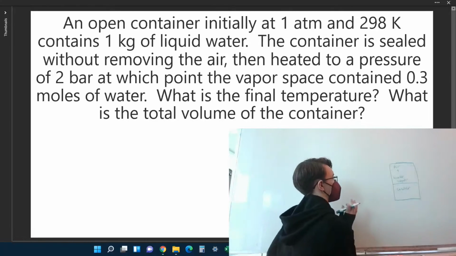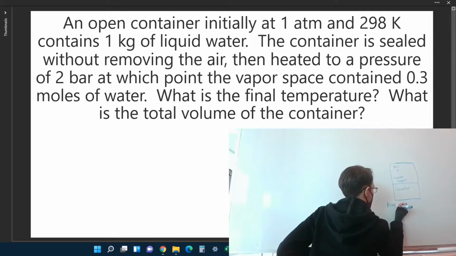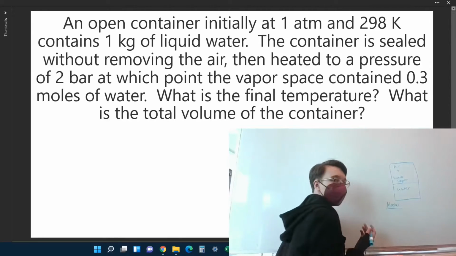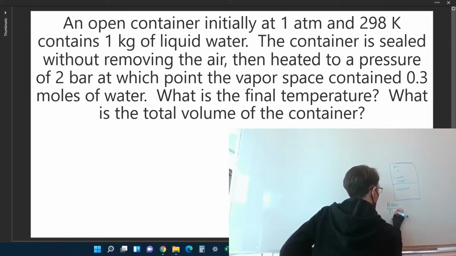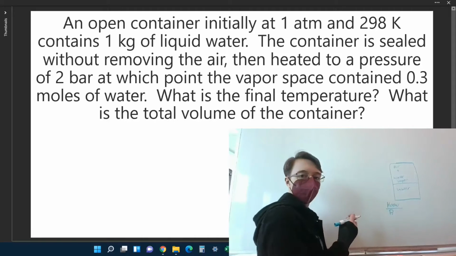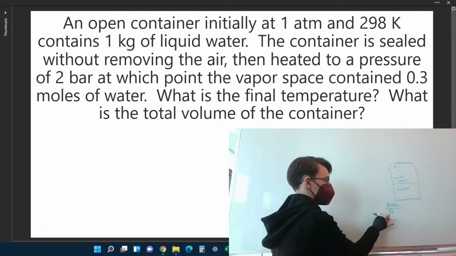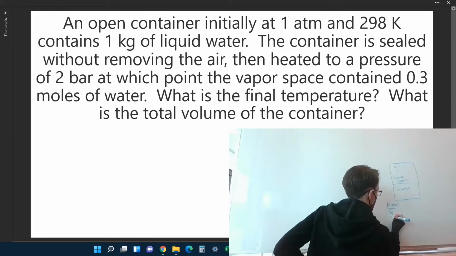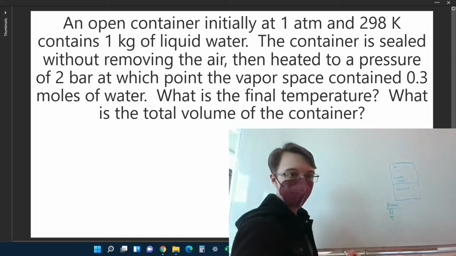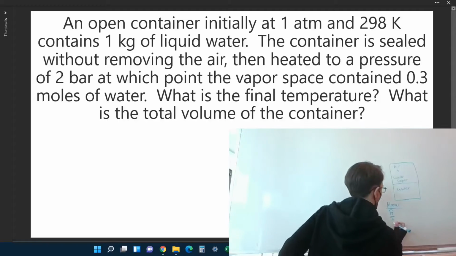So what do we know about this initial situation? We can write that beneath here. We know that the pressure is initially 1 atmosphere. Right now I'm not going to worry about the specific values that go along with these. We're just going to be working in variable form. So we know the initial pressure, and we also know that the initial temperature is 298 Kelvin. And then it says the container contains 1 kilogram of water, so we also know the mass of the water.